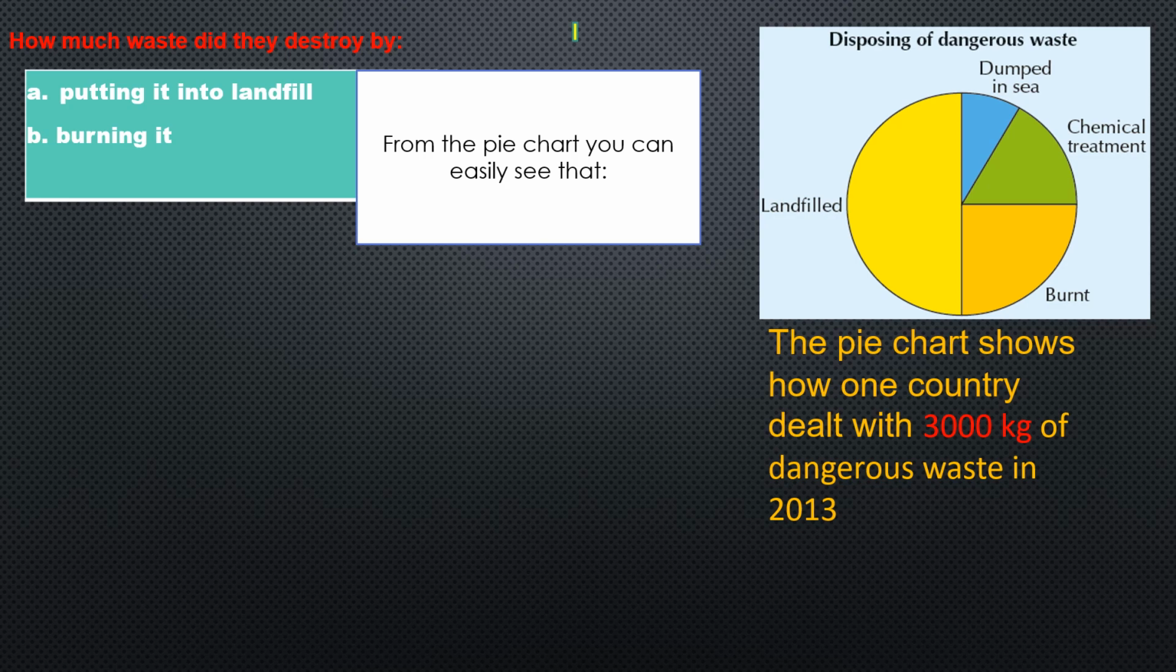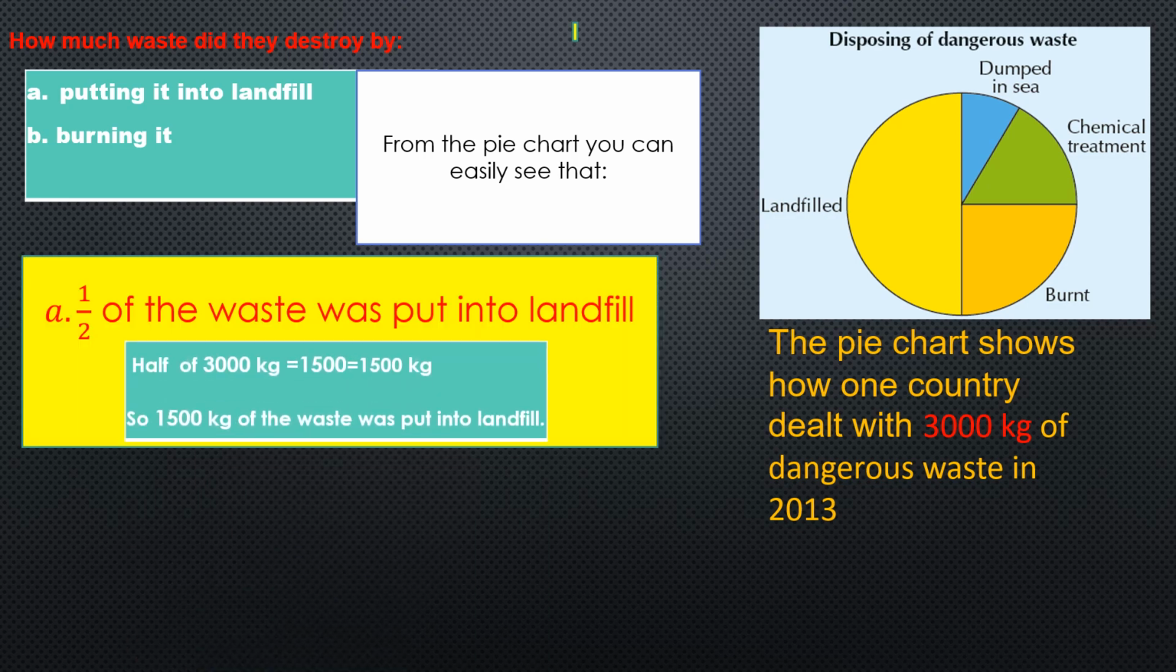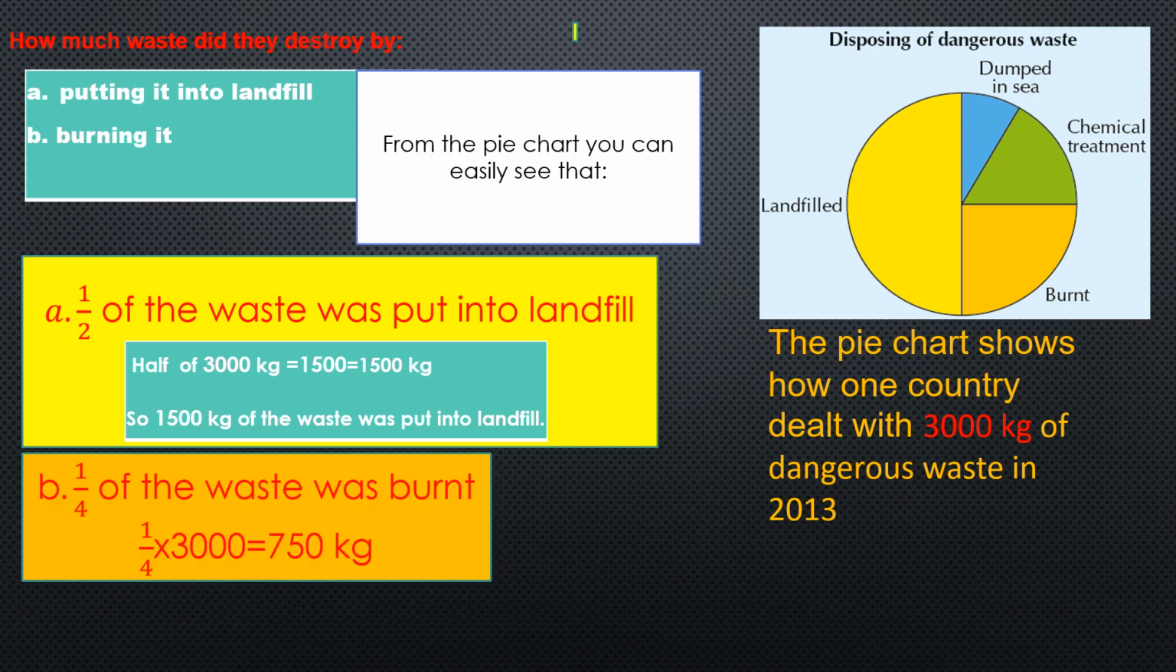The fractions which are easily read in this pie chart are landfilled and burnt garbage. Landfilled shows you the half of the pie chart, so half times the total, which is 3,000. So 1 over 2 times 3,000 is 1,500 kilograms. Then you look at the part which is burnt. It's a quarter of the pie chart, so it's 1 over 4 times 3,000, which is 3,000 over 4 to get 750.